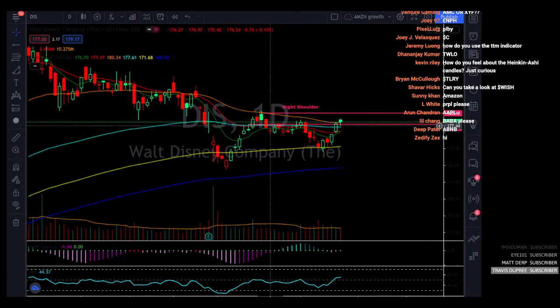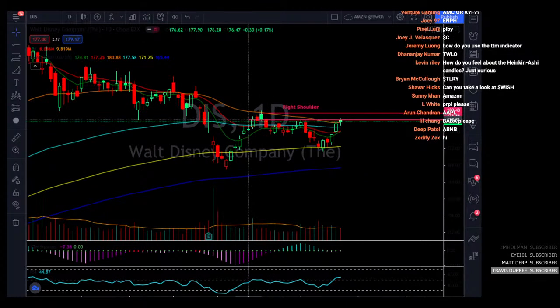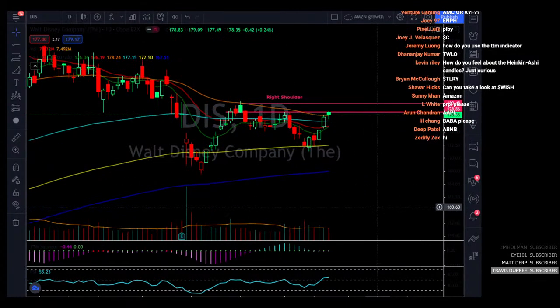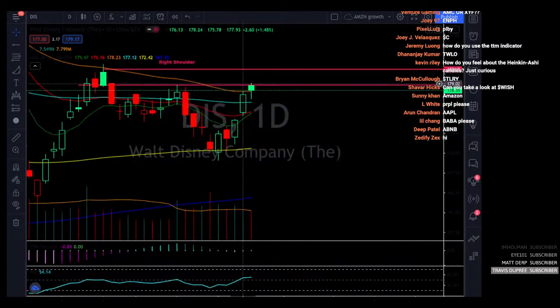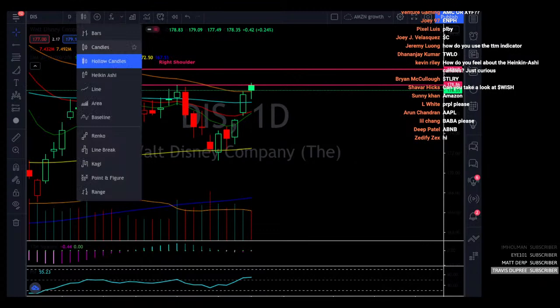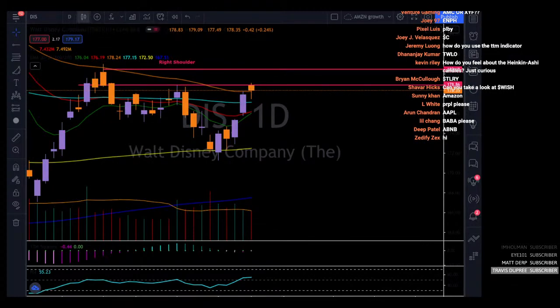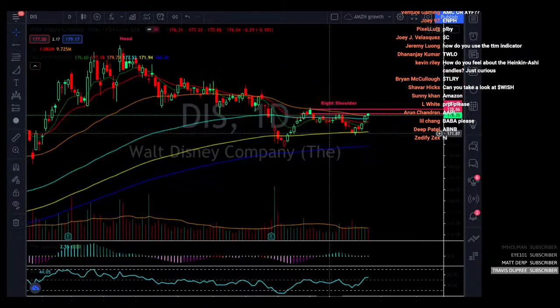Let me actually chart this correctly. It looks like it did close around 178. Looks like we did gap up to 178 and actually went back down, because if you go on a regular candlestick, you can see that this is a red candlestick.